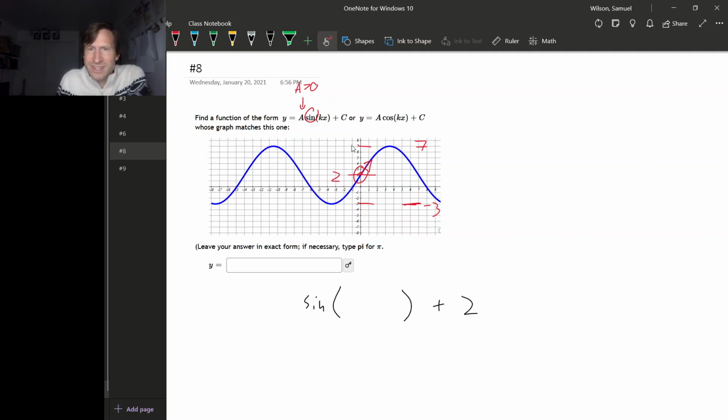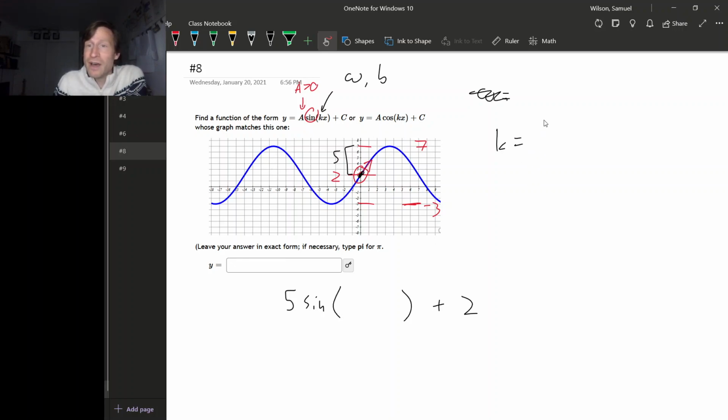And also, since the distance from the top down to the midpoint is 5, that means we need a 5 out in front like this. Okay. There's no horizontal shift because we're starting at the middle, just like sine does. So now we just need to figure out what is this value k here, which I usually call omega. Our book has been calling it b, but it doesn't really matter what you call it. Omega or k, I guess. I should use the notation that the problem is using.